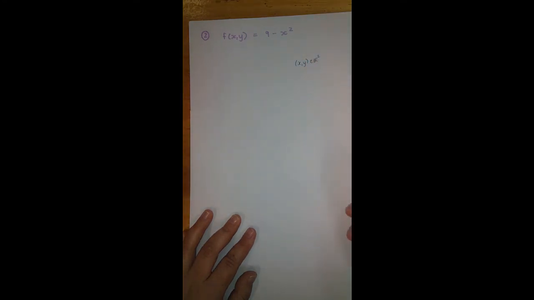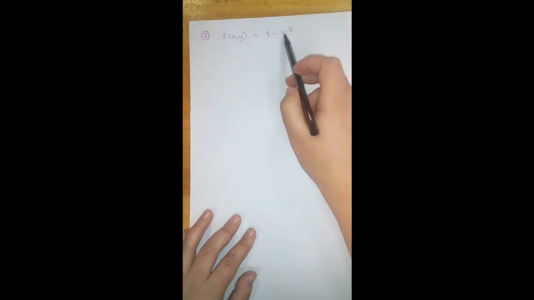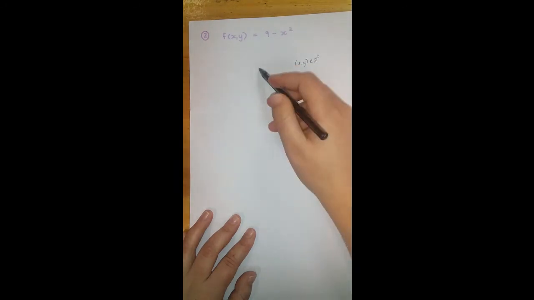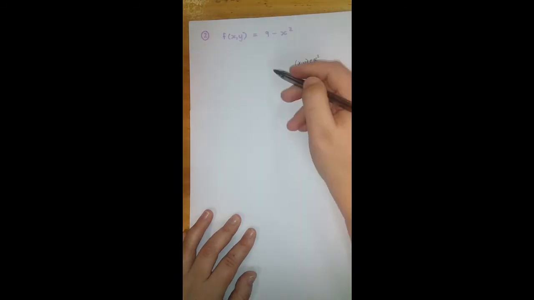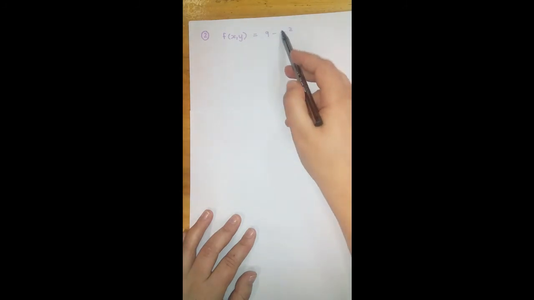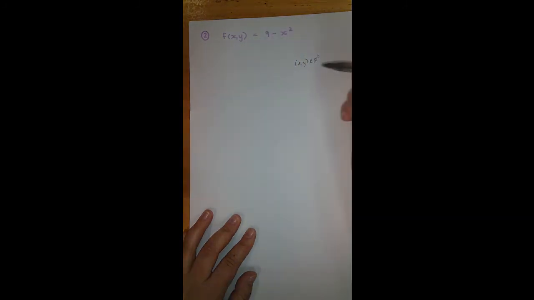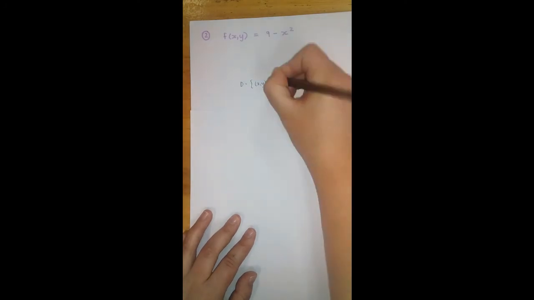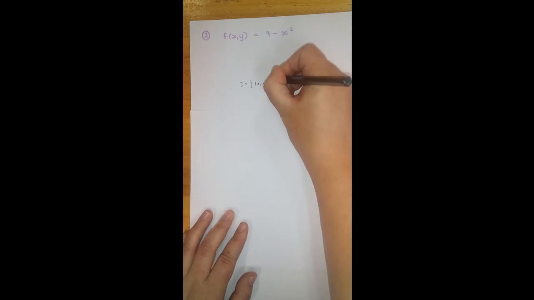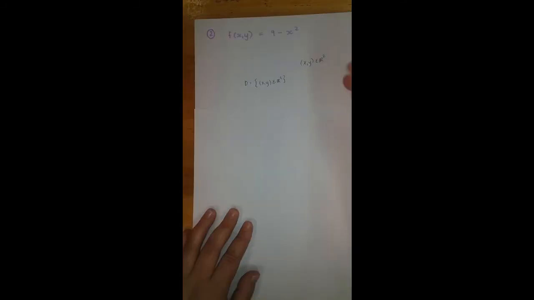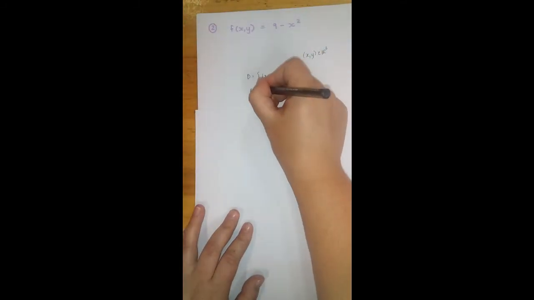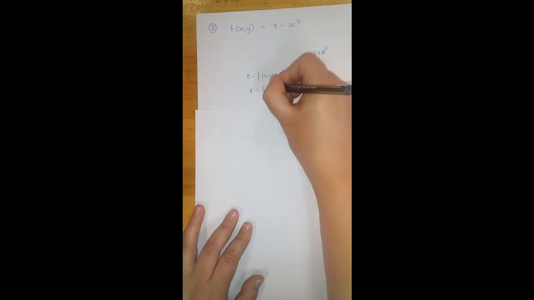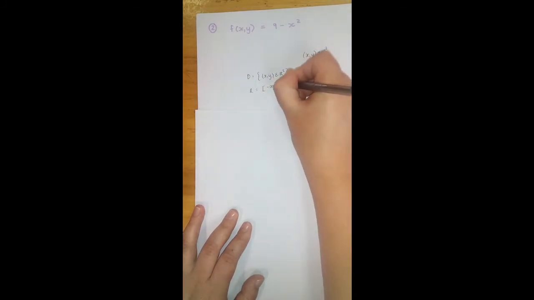Cool. So for the range, we know that 9 will always be minused by a positive number. Therefore, 9 would be the biggest number that we'd have, and any value for x will result in this function being less than 9. So our domain would be (x,y) where it is in the range of all real numbers, and our range would be from negative infinity to 9.